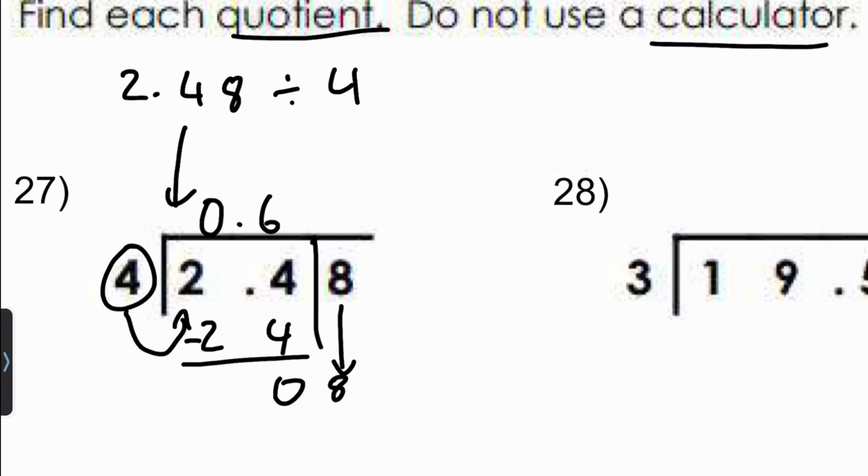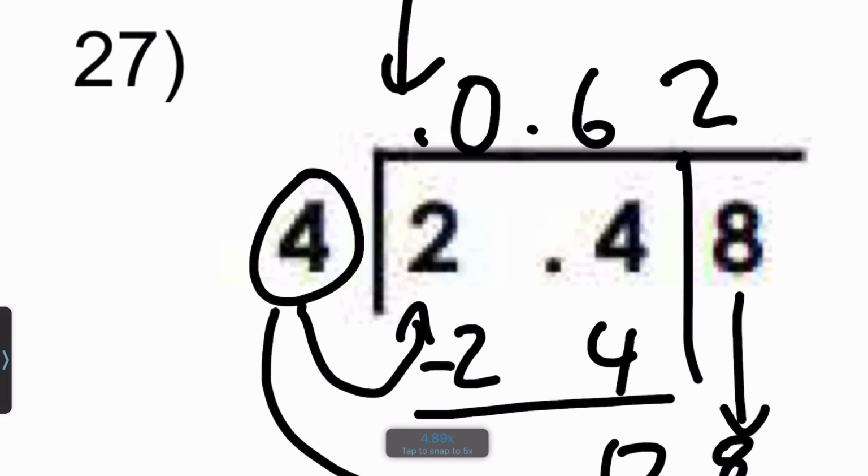And now we ask how many times does 4 go into this number? 4 into 8. How many times does 4 go into 8? If you add 4 to 4, you get 8. So 4 times 2 is equal to 8. You put that at the top. 0.62. And that is your answer, obviously.